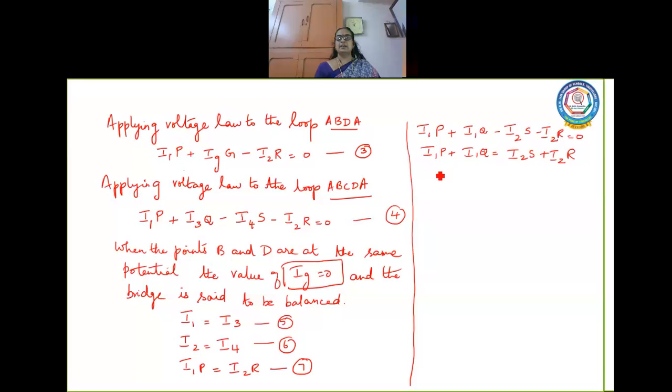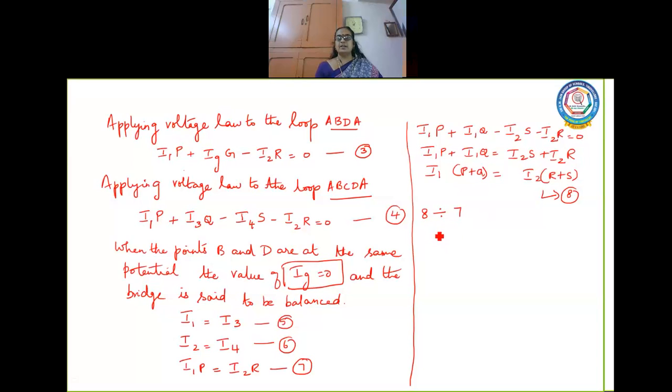Now take I1 to be common here. I have P plus Q inside, and here I2 take it as common. I have R plus S. Now this is my equation 8. Now I am going to divide 8 by 7. Okay, so divide the equation 8 by 7.